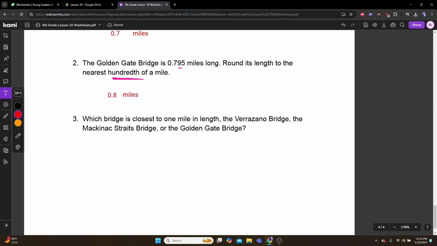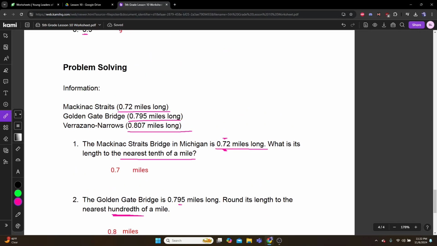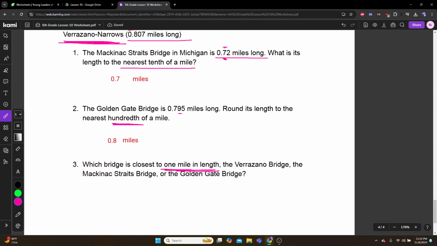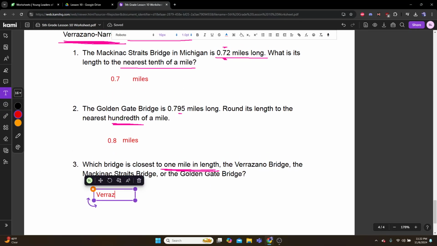Number 3, which bridge is closest to 1 mile in length? The Verrazano Bridge, the Mackinac Straits Bridge, or the Golden Gate Bridge? So which one is closest to 1 mile in length? With the data that we're given up here, we know that we're trying to look for the number that is the greatest. So we'll look at the first numbers, 0.7, 0.7, and 0.8. So we know by default that Verrazano Narrows is the longest bridge, that is closest to 1. So it would be the Verrazano Bridge.